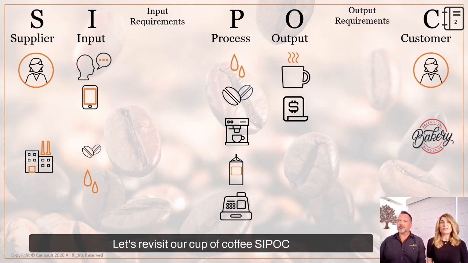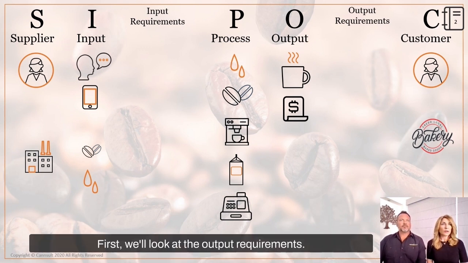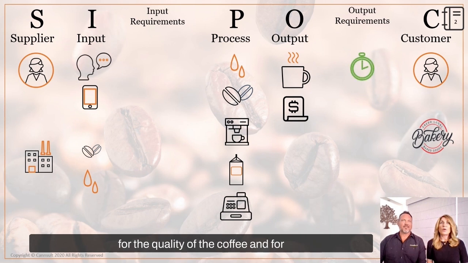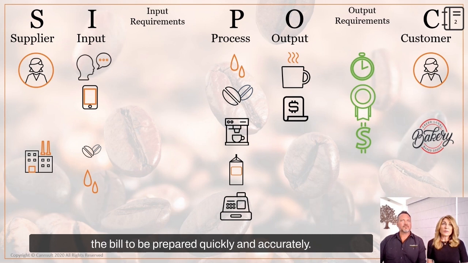Let's revisit our cup of coffee SIPOC and take a look at adding these 3 categories of requirements to our map. First, we'll look at the output requirements. Our customer doesn't want just any old cup of coffee. She has expectations for how quickly it's delivered, for the quality of the coffee, and for the value or the cost. And she'll expect the bill to be prepared quickly and accurately. And the business has to meet these requirements while meeting their own. The business requirements are that the company is profitable, that their staff is competent, happy, and safe, and that they run efficiently.